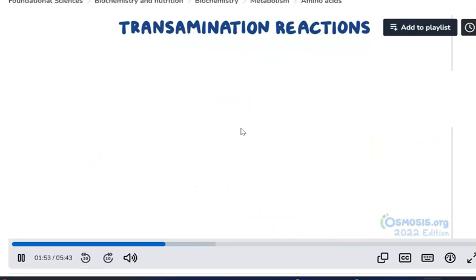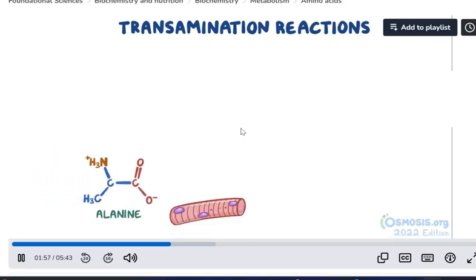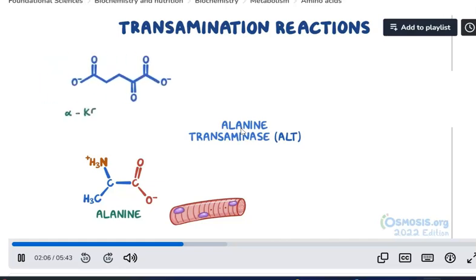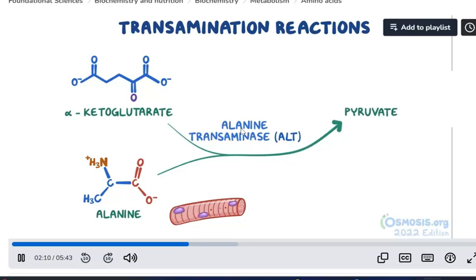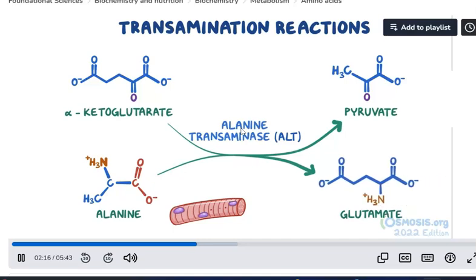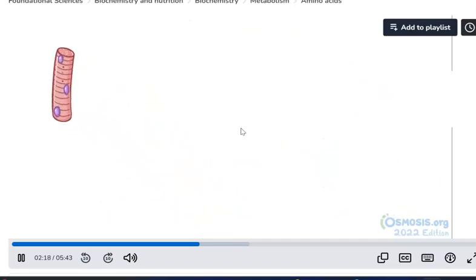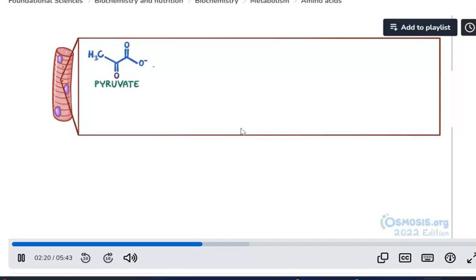So let's take an example of a transamination reaction with the amino acid alanine in a muscle cell. First, the enzyme alanine transaminase, or ALT, switches the amino group on alanine with the oxygen group on alpha-ketoglutarate, resulting in a keto acid called pyruvate, which now has the oxygen group, and the amino acid glutamate, which now has the amino group. Now pyruvate has two options.